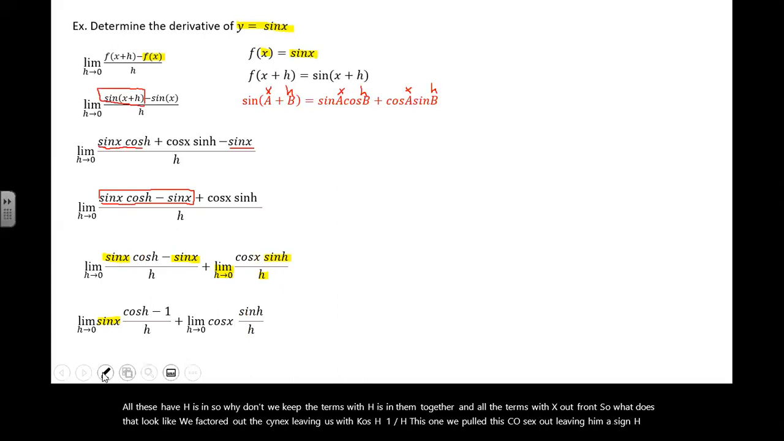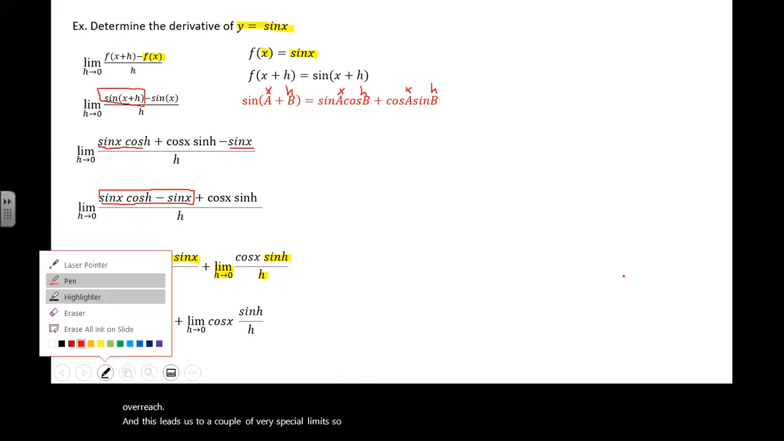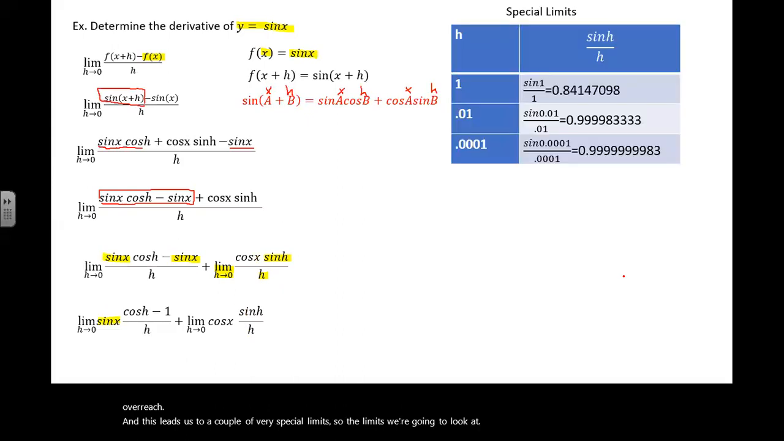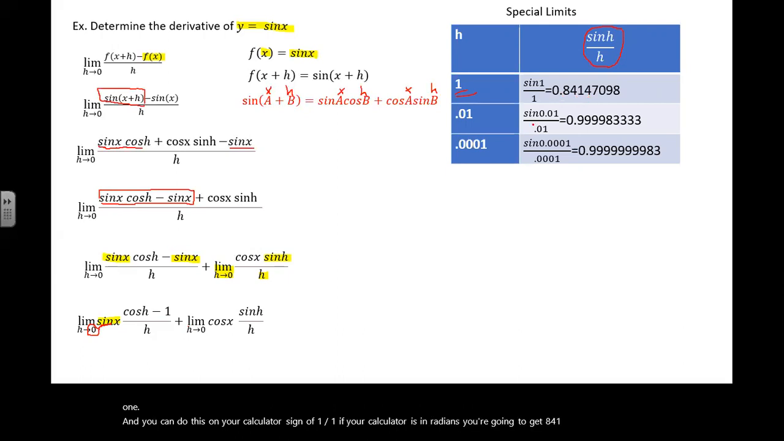And this leads us to a couple of very special limits. So the limits we're going to look at, sine h over h, and then cos h minus 1 over h. So to evaluate sine h over h, put your calculator in radians. We're approaching 0. So I'm going to take a number reasonably close to 0, just get an idea of what I'm doing. So if I plug in 1, and you can do this on your calculator, sine of 1 over 1. If your calculator is in radians, you're going to get 0.8414709. We can get closer than that to 0.